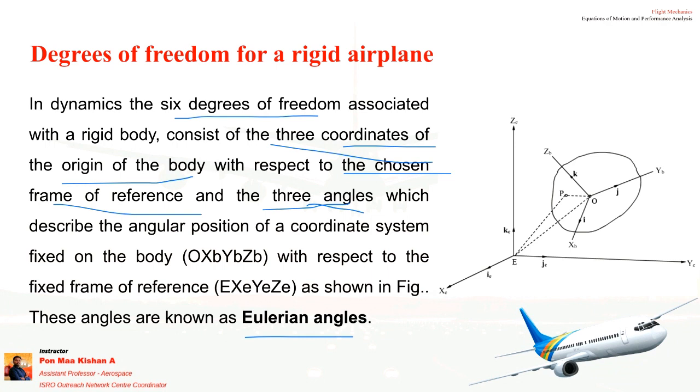Clear? So we have 3 types of motions and 3 angular positions. Pitch up has the pitch angle, turn has the yaw angle, roll has the roll angle. These three angles are called Eulerian angles. So the aircraft's degrees of freedom is 6 for a rigid airplane. Again, we have to use the word rigid. If it is not rigid and is in a dynamic condition, considering it without being rigid, then it will go to 9.